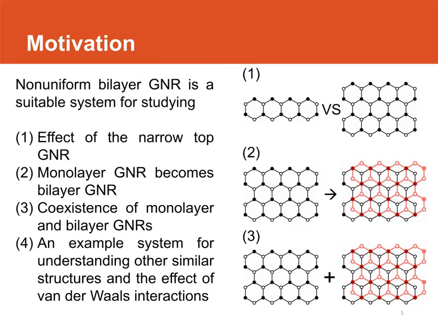Because the non-uniform bilayer graphene nanoribbon is an intermediate system between monolayer and bilayer graphene nanoribbons, it's a suitable system for studying, first, how the narrow top ribbon affects the physical properties of the wide bottom ribbon. Second, how the physical properties transform from the monolayer to bilayer ones. Third, coexistence of monolayer and bilayer properties. And last, it also provides an example system for understanding other similar structures and the effect of van der Waals interactions.